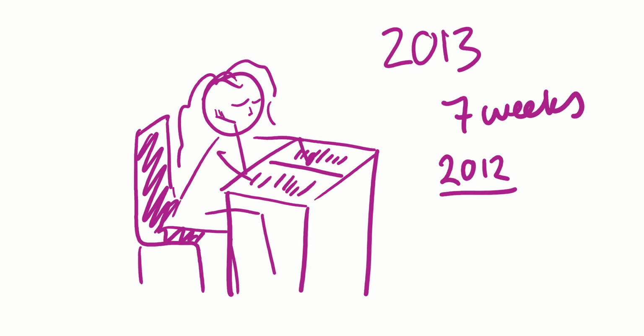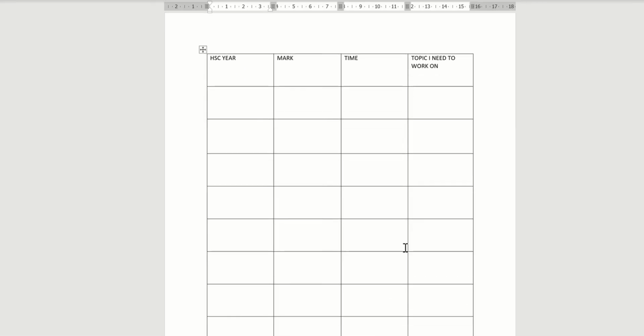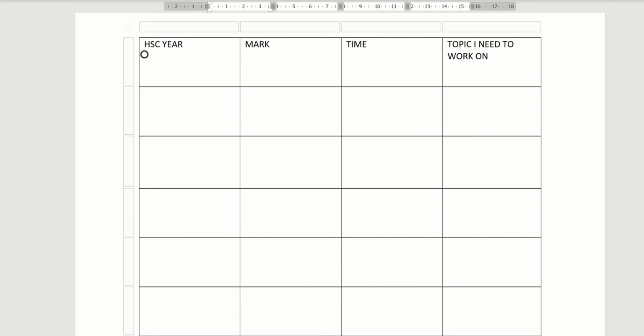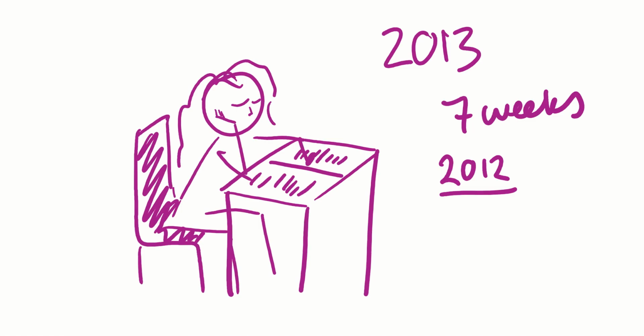I just passed it. But I marked it straight away, and what I did is I recorded it in something that looked like this. So I put into my table here 2012. I think I got like 54%. I think it took me 3.5 hours roughly, and I realized there were a lot of topics in here that I needed to work on. So the next week I came around and I thought, okay, what if I go to 2011 now? So I went to 2011.